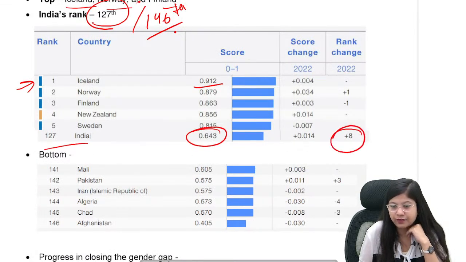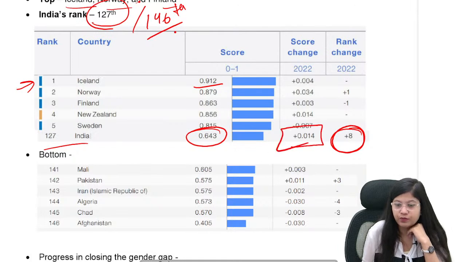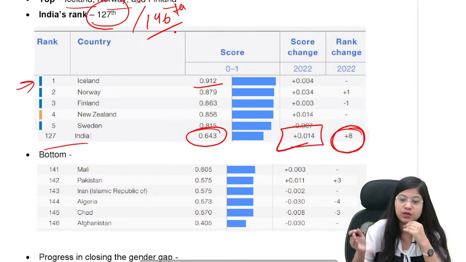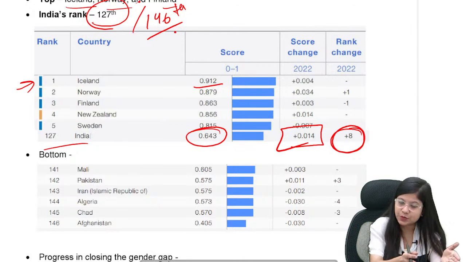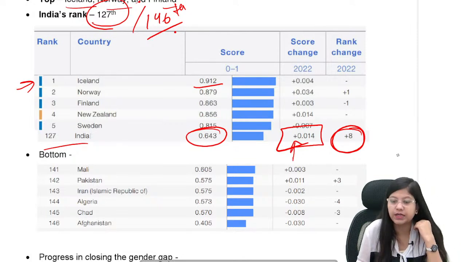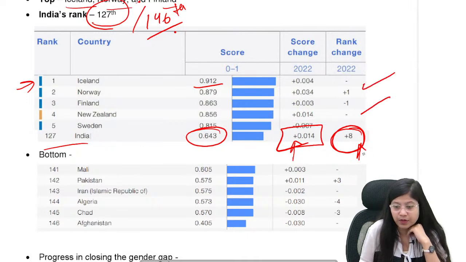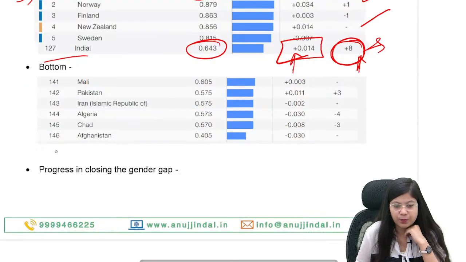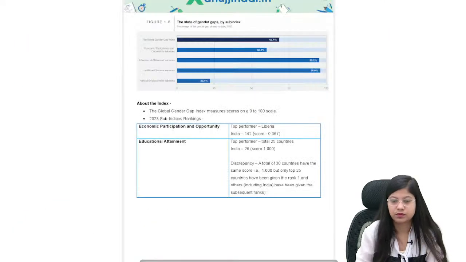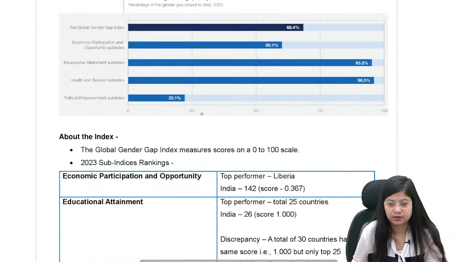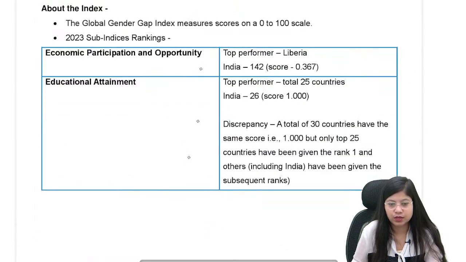And we have improved on our ranking as well. Or score, maybe we have improved by 0.014. The score has been added into this. So this is an improvement in the score and this is an improvement in the ranking. Do remember this for India as well. Bottom countries are not very important. So let's go to the most important part.